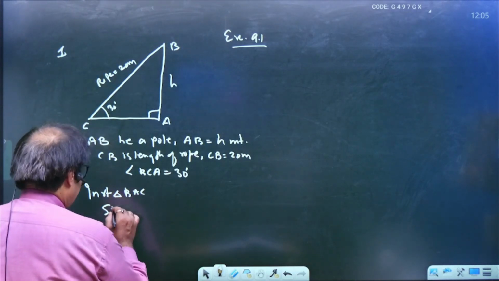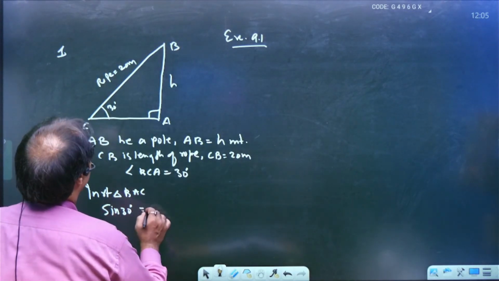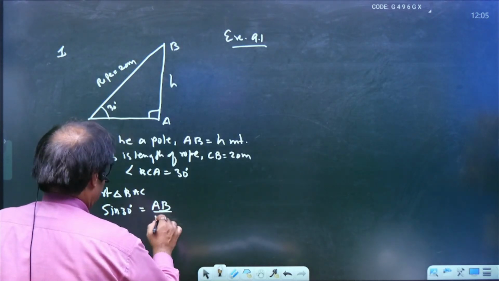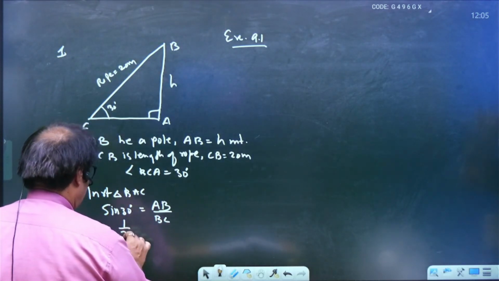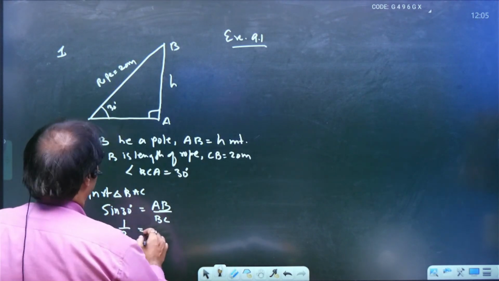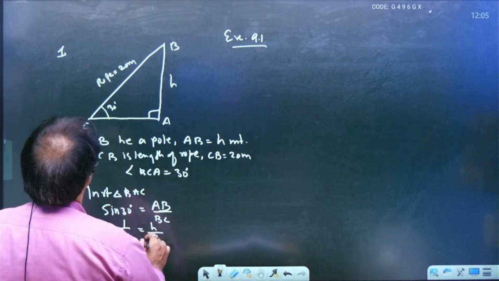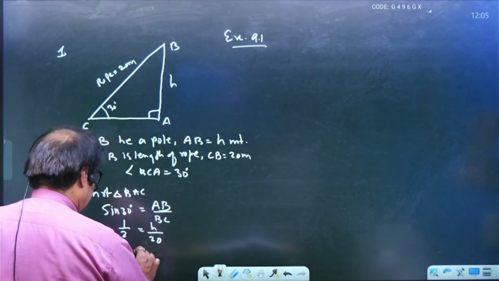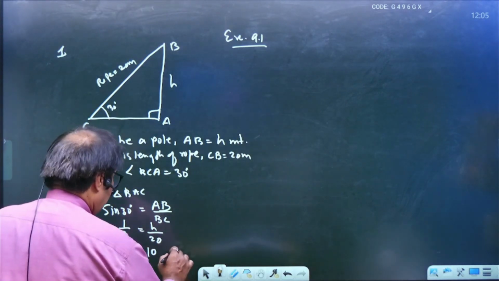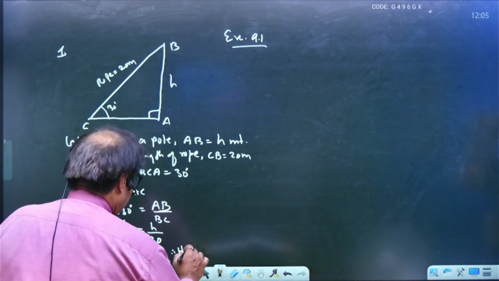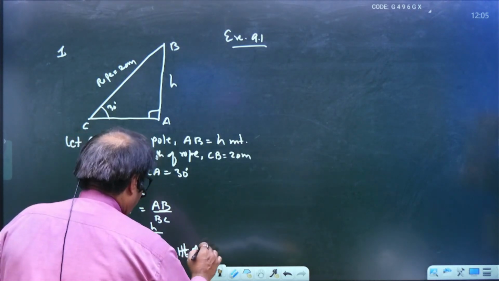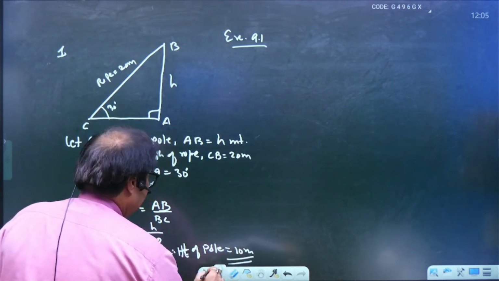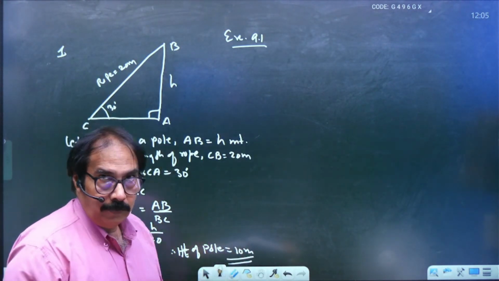So sine 30 degrees is equal to perpendicular, that is AB, over hypotenuse, that is BC. The value of sine 30 is 1 by 2, AB we have to find, and BC is given as 20. By cross multiplication, h is equal to 10. Therefore, in the last we will write: height of pole is equal to 10 meters, and this is the answer of question number 1.